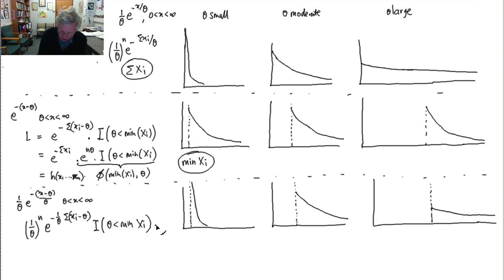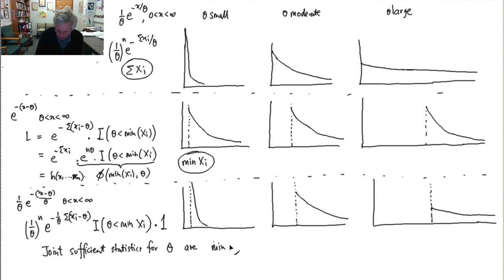So the factorization we have to adopt is like this. We multiply by 1. This is our h function. And this tells us that the sum of the xi and the minimum of the xi are jointly sufficient statistics for theta in this case.